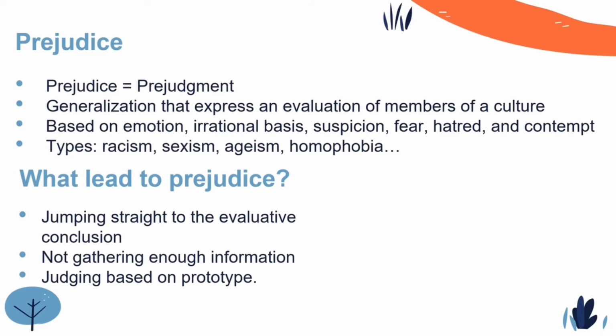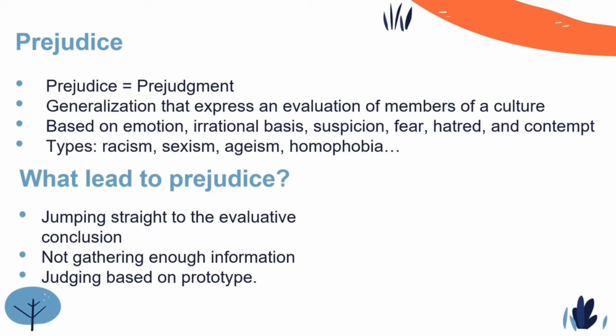In these slides we are going to talk about prejudice. Prejudice is also known as prejudgment and it refers to generalizations that express an evaluation of members of a culture. Prejudice is an evaluative opinion which is usually seen as bad or negative because it is based on emotion, irrational basis, suspicion, fear, hatred, and contempt. But it is not based on the truth or facts. So people may hold conservative views toward different types of prejudice such as racism, sexism, ageism, and homophobia.